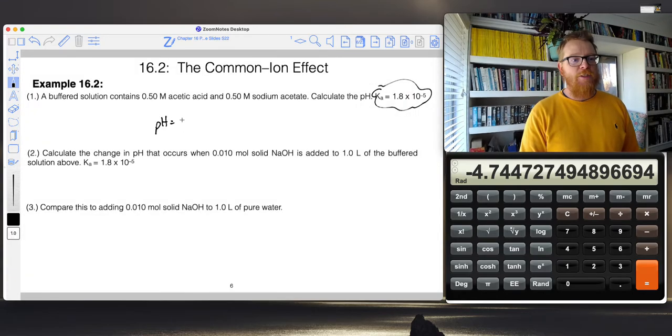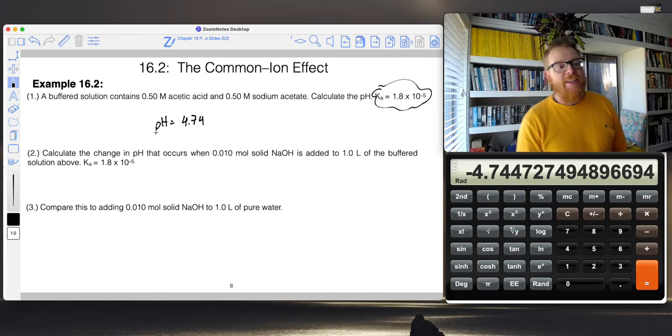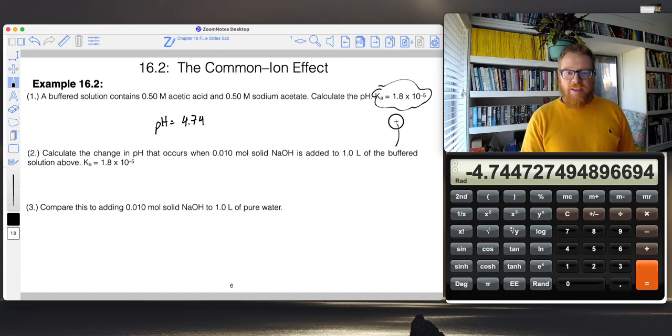So let's write that down. The pH for this problem was 4.74. Okay. So now what we're going to do is calculate the change in pH that occurs when 0.01 moles of solid sodium hydroxide is added to 1 liter of the buffered solution above. So what we have here is 1 liter of 0.5 molar acetic acid mixed with 0.5 molar sodium acetate, and we're going to add 0.01 moles of solid sodium hydroxide.